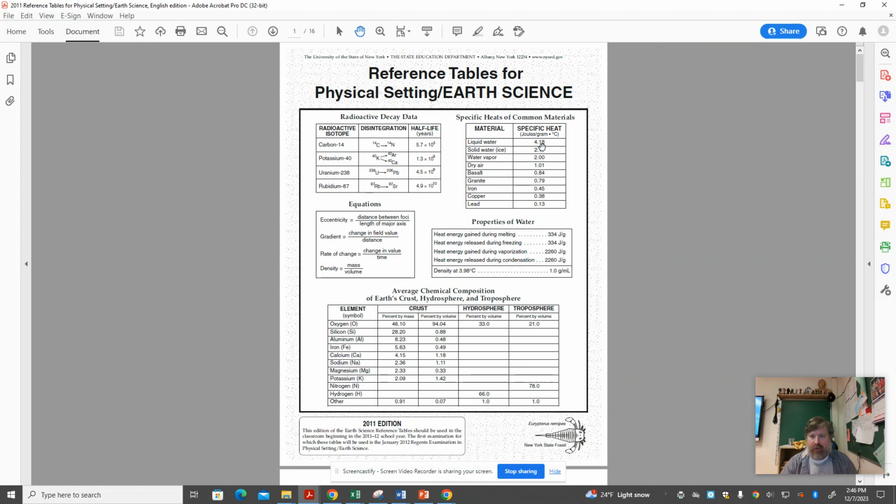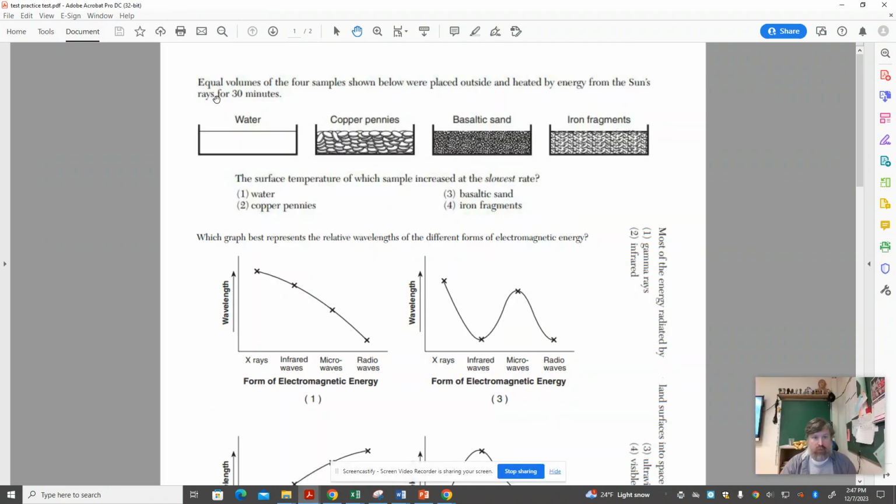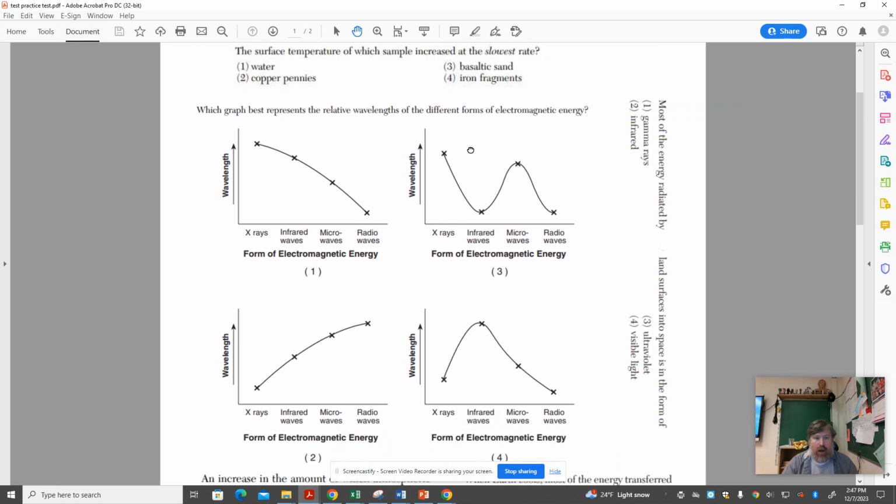Water being very high on this chart. The specific heat chart heats and cools very slowly. That's how much energy it takes to get a gram of it to go up by a degree C. It's more than these other ones. So if you put equal energy into all of those bins, whatever they are, the one that heats the slowest is going to be the water because it has the high specific heat. Water.